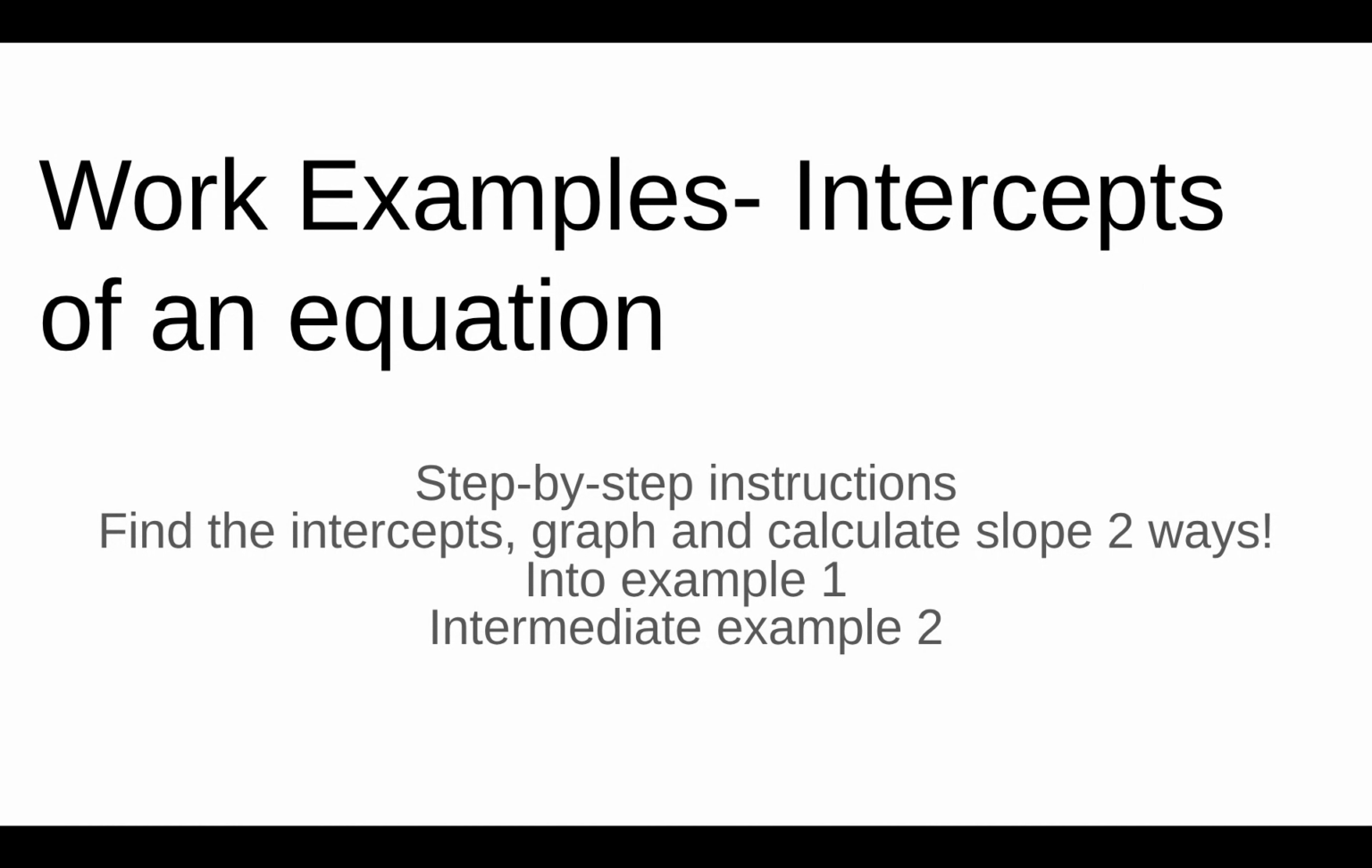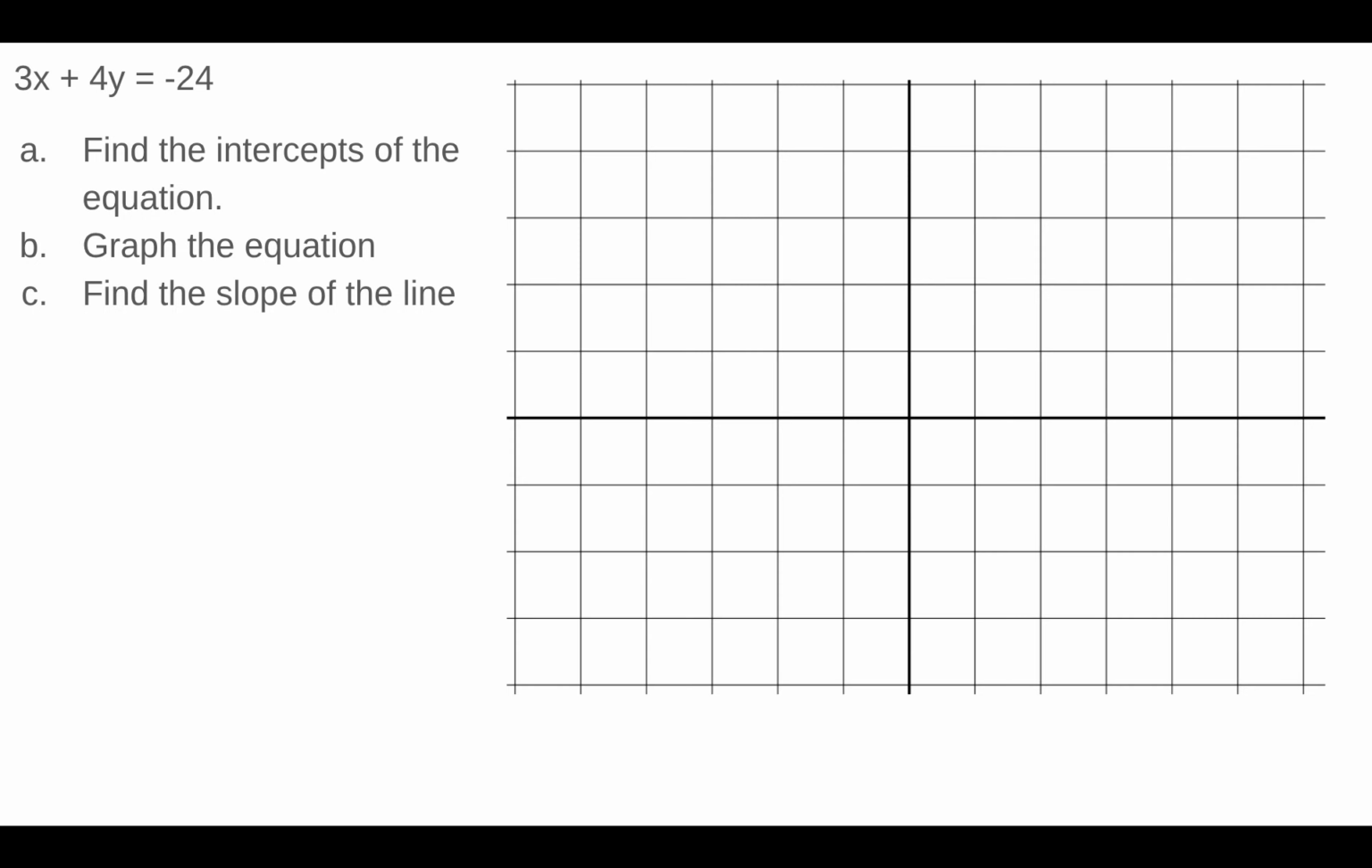Okay, so here's a video to find intercepts from an equation. Once we have those intercepts, we can graph them and find slope. So let's take a look at our first example. We have 3x plus 4y equals negative 24.